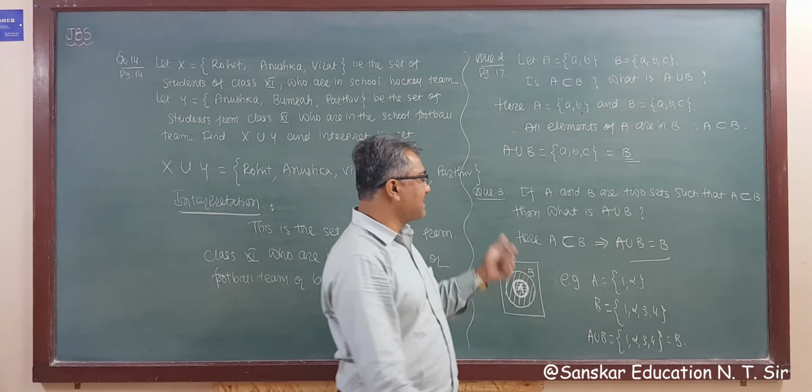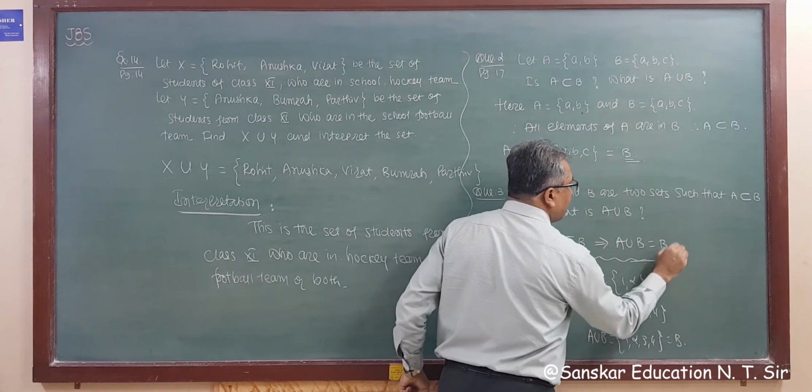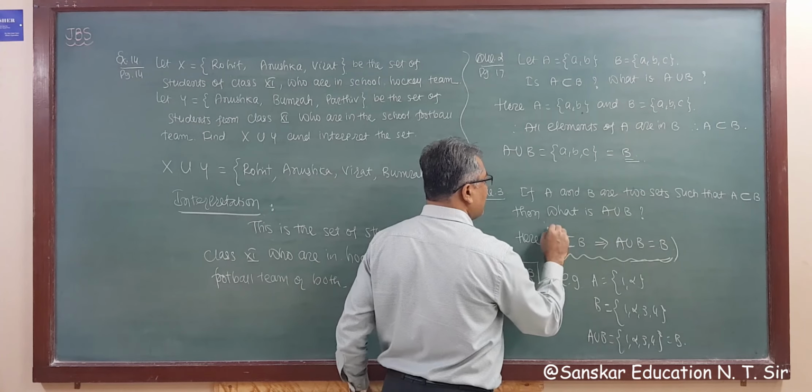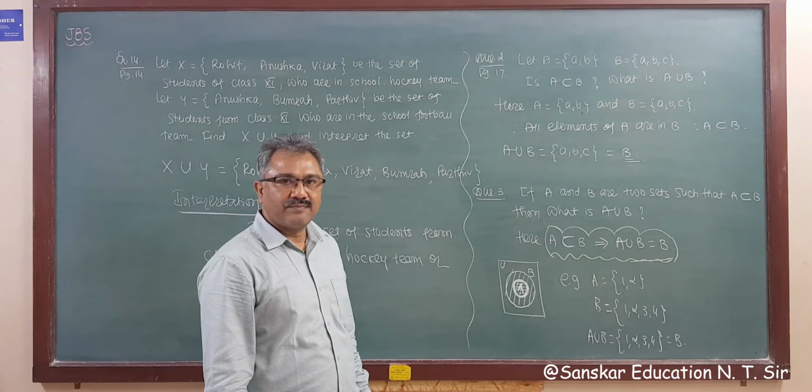And also remember this thing, if A is a subset of B, then A union B is equal to B. So this is a very important result. Okay?